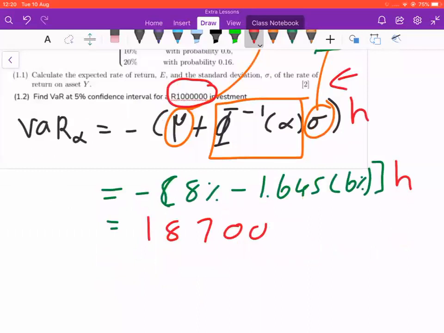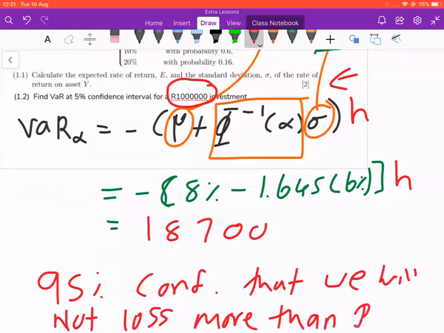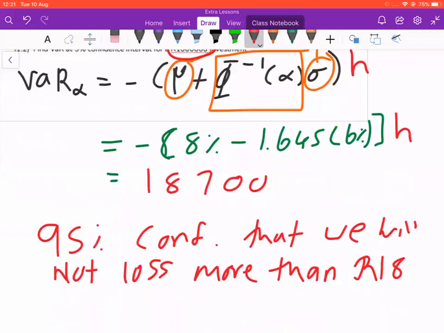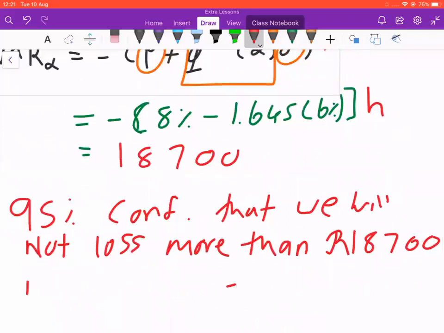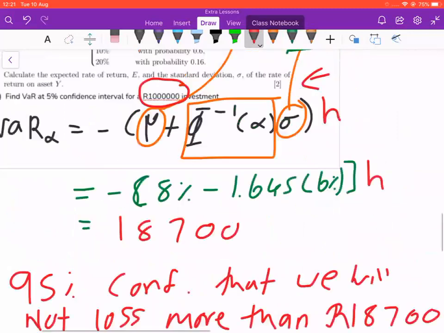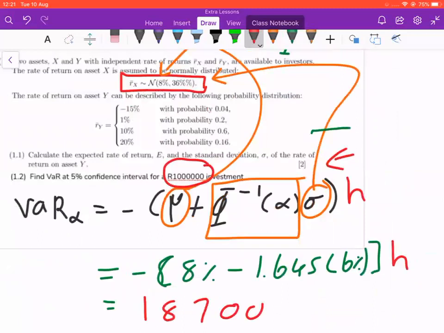So how do you conclude this? You say that you are 95% confident that we will not lose more than 18,700 rand in the next year, because I think the returns are annual returns. So this one is for continuous, right?